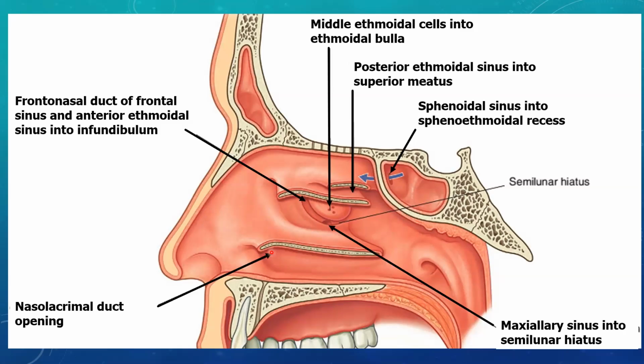Nasolacrimal duct opens into the inferior meatus. In the middle meatus, in the infundibulum, the frontal sinus and anterior ethmoidal sinus; in the ethmoidal bulla, the middle ethmoidal sinus; in the semilunar hiatus, the maxillary sinus. In the superior meatus, the posterior ethmoidal sinus; then the sphenoethmoidal recess, the sphenoidal sinus. And there are three conchae: superior concha and middle concha, which are parts of the ethmoidal bone, and a separate bone known as the inferior concha.